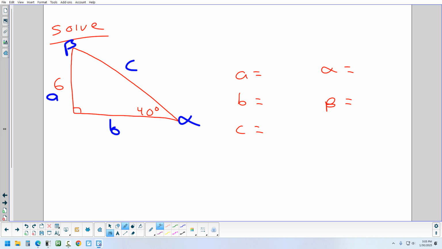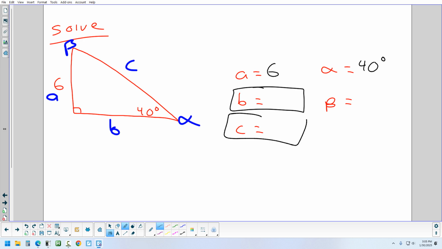All right, now let's put everything we know into a table on the side. So we know alpha is 40, and we know A is 6. We don't know B, C, or beta. And this is the 90, so of course you can put that there if you want. Since each one of those things is independent, you can do any one you want first. Which one do you guys want to do first? B, C, or beta? Beta. Sure. Beta is probably the easiest one.